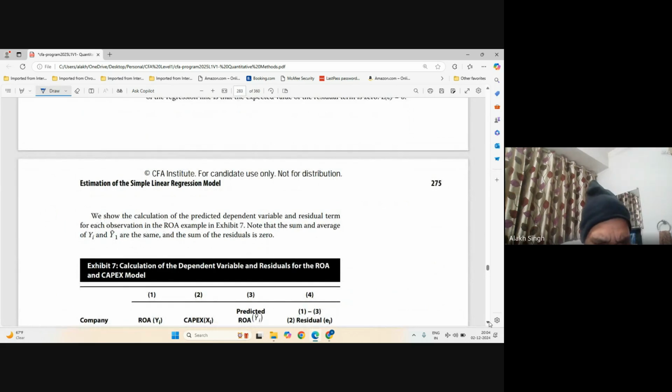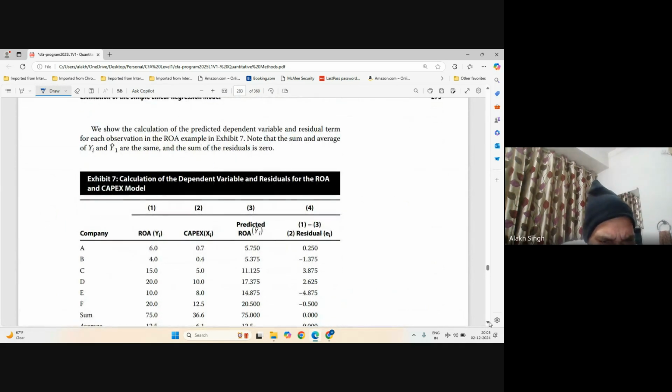Beta estimation of simple linear regression model, calculation of the dependent variable and residuals of the ROA. So this one is yi hat. From this, yi minus yi hat, 2 minus 1, is 3. So residual e1, where e1 is yi minus yi hat.